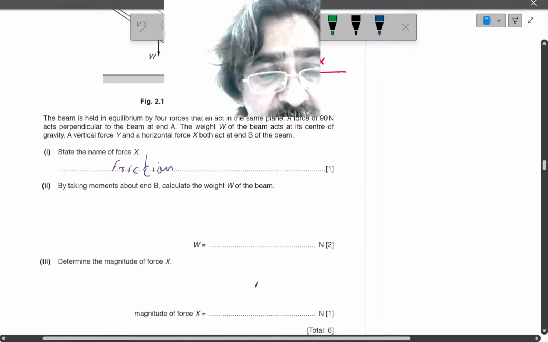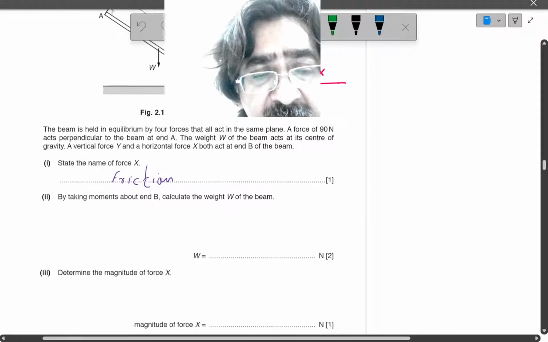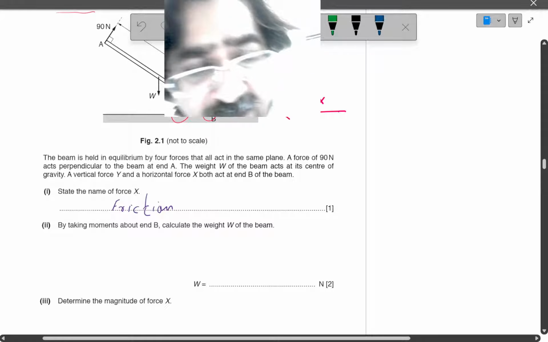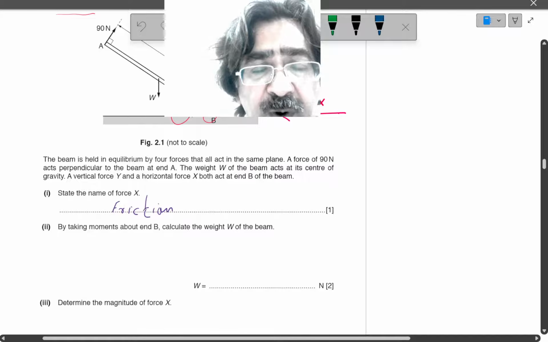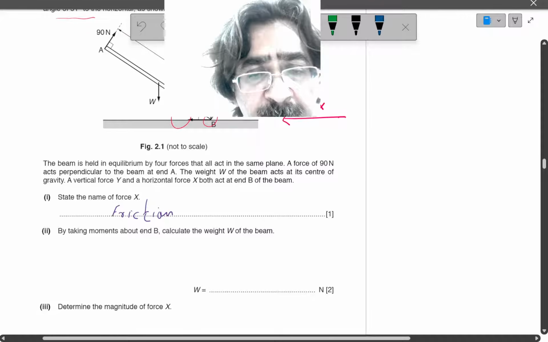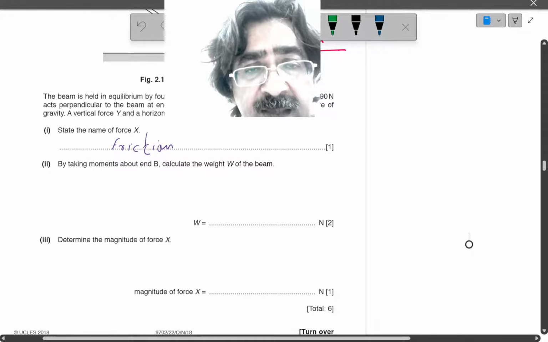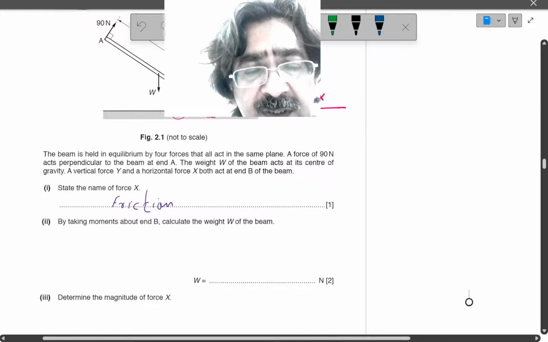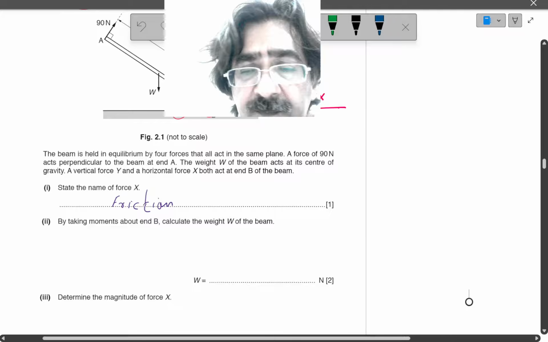The next part is: by taking moments about end B, calculate the weight of the beam. Since point B is treated as a pivot, because rotation is about point B, we take the moments of all forces, including X and Y.